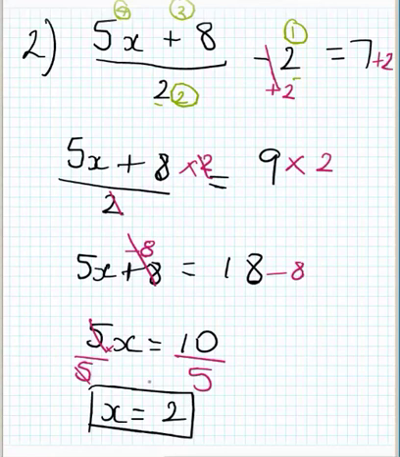And let's just check. It's always important to check and see if our answer is correct. If x is 2 up here, we will have 5 times 2, which is 10. And then 10 plus 8, which is 18. And then 18 divided by 2, that's 9. And 9 minus 2, we had minus 2 here, was 7. And yes, that's correct.